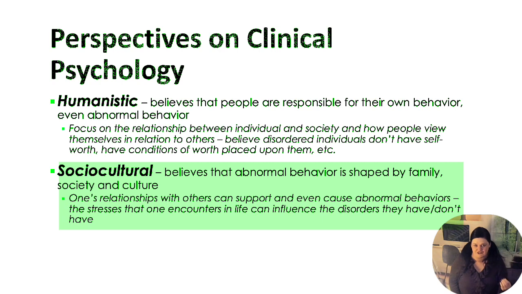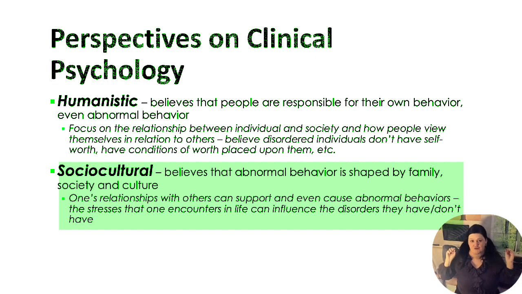Socio-cultural believes that abnormal behavior is shaped by family, right? Our environment, not just genetically, right? But by a situation that society sees fit, or that our culture sees fit, or that our family choices are what shape us most. So relationships with others can support and even cause abnormal behaviors. And stress is one of these encounters in life that influence the disorders, right? That either they have it or they don't have it. It's all about each individual situation. The cultural pressures and the norms of society or a culture impact normal behavior as well.